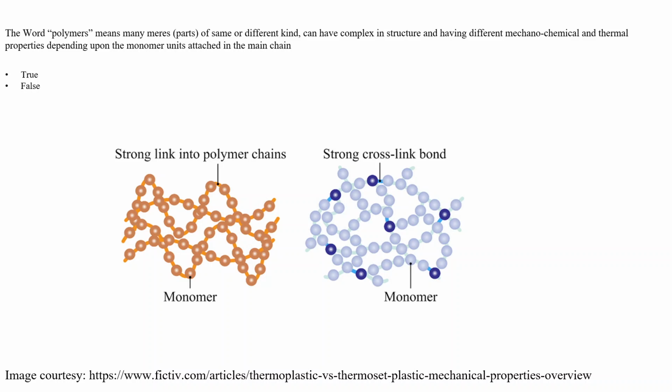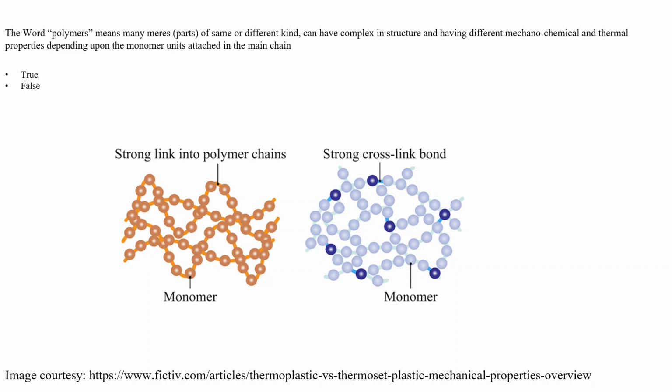The word polymers means many mers, parts of same or different kind, which can have complex structures and different mechanochemical and thermal properties depending upon the monomer units attached in the main chain. You can see that there are two diagrams, where we have strong links onto the polymer chains and strong cross-link bonds. So these are different types of polymer structures which are present. The monomer is the single mer unit whose repeating units form the polymeric chain.